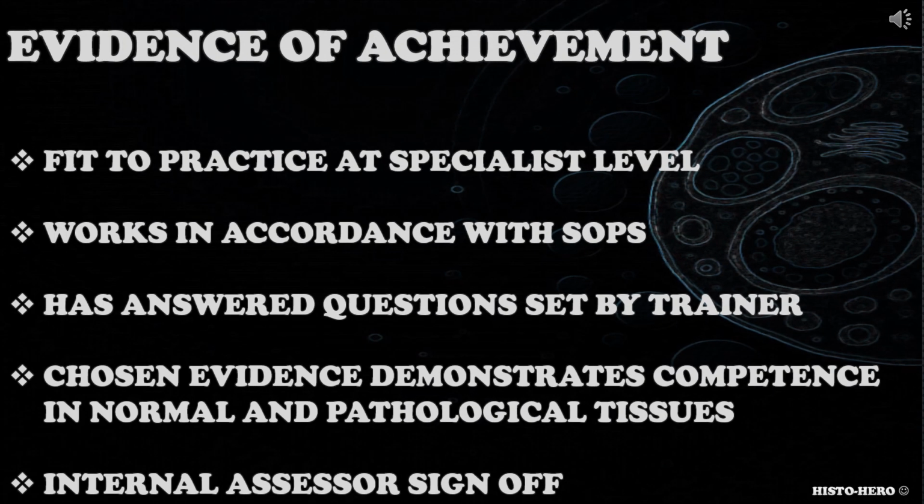Each subsection also has evidence of achievement. This is a part where your training officer signs you off as competent and fit to practice as a BMS at the specialist level. The training officer will confirm that you can work in accordance with local SOPs relevant to this section. They will also confirm that you have answered questions set by them to test knowledge and skills relevant to this section, and that your chosen evidence demonstrates your competence relevant to this section. You will need to be signed off as competent by an internal assessor for this section. This can be your training officer, senior BMS overseeing this section, or a training lead.